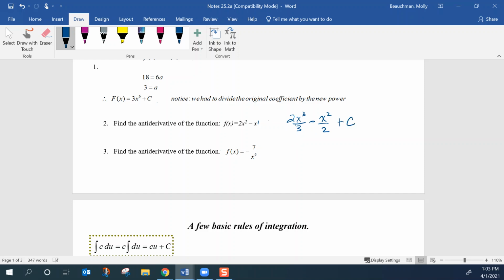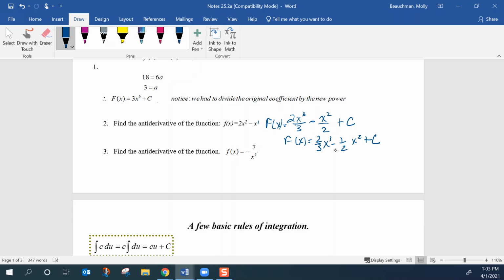So the antiderivative is equal to 2/3 x to the third minus, let me write it out, 2/3 x to the third minus 1/2 x squared plus an arbitrary constant.